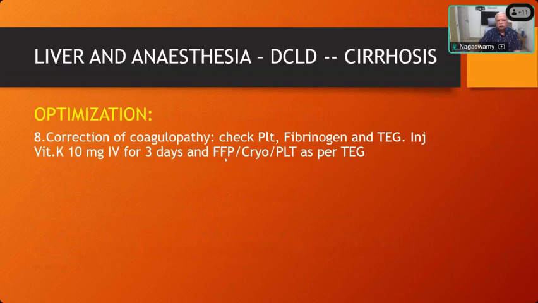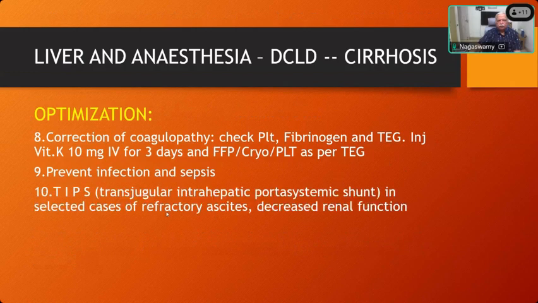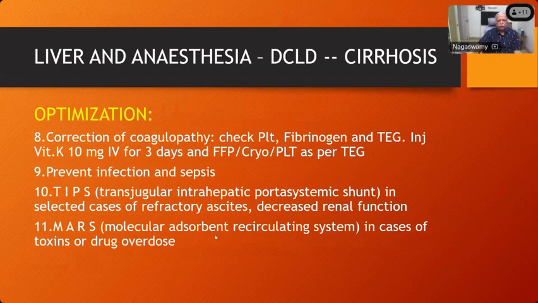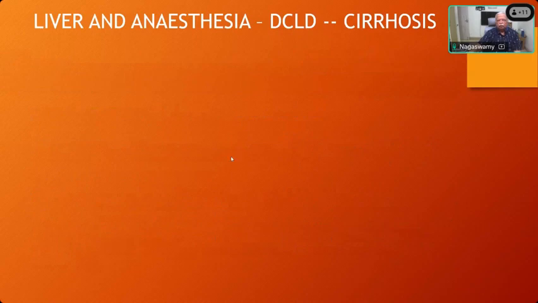fresh frozen plasma, cryo or platelets as per TEG values, prevent infection and sepsis. TIPS can be done in selected cases for refractory ascites or decreased renal function. And MARS, molecular adsorbent recirculating system, in cases of toxin and drug overdose. So these are all the optimizations that you can think of.